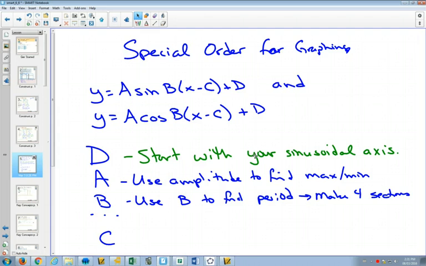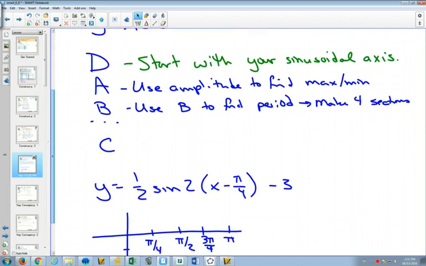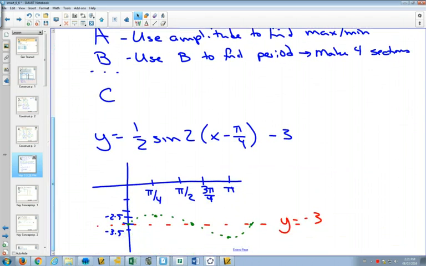So if we start with our sinusoidal axis, in this case where we had 1/2 sine (2x minus pi over 4) minus 3, minus 3 would be your sinusoidal axis. That's your D value. And you would start by drawing a dotted line right at y equals -3. That's going to be the middle of your sinusoidal graph.